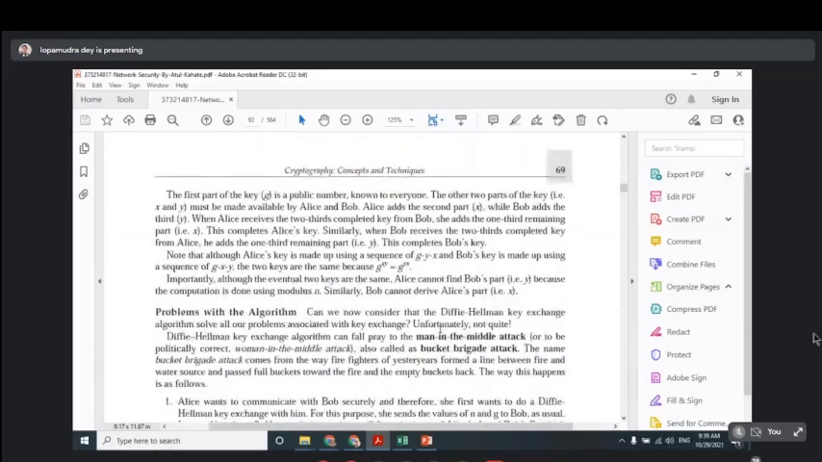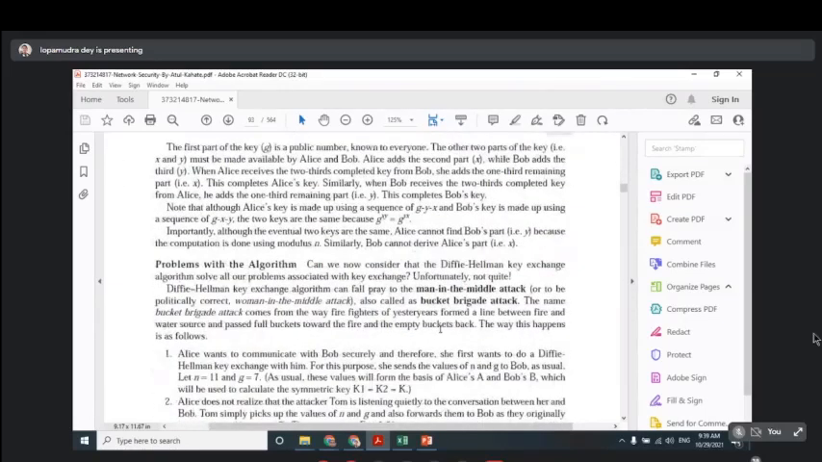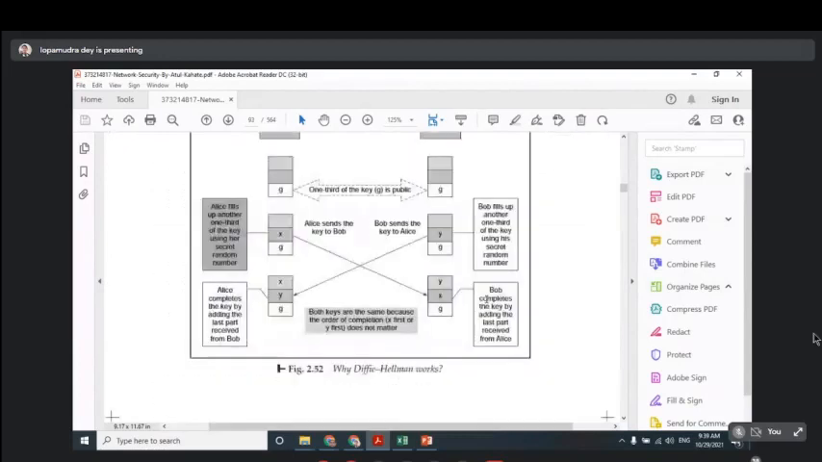There are some problems with this that we will discuss. This is a big topic. I will require about 30 minutes of class to explain the man-in-the-middle attack and the bucket brigade attack that are involved. There are some problems with the Diffie-Hellman key exchange algorithm. That's why we have to switch to asymmetric cryptography.